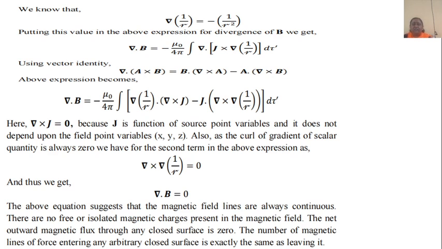And the above equation suggests that the magnetic field lines are always continuous. There are no free or isolated magnetic charges present in the magnetic field. The net outward flux through any closed surface is 0, and the number of magnetic lines of force entering any arbitrary closed surface is exactly the same as leaving it.